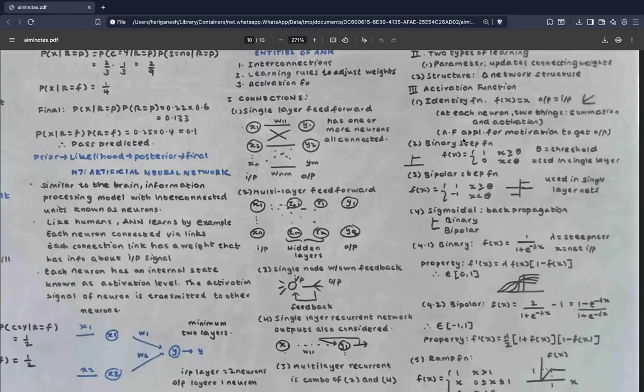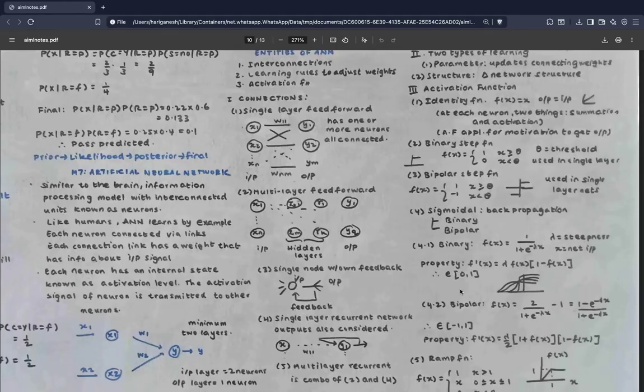The fourth and most important one, arguably, is the sigmoidal function. This is the one used in back propagation and forward propagation and whatnot. There are two types of this. The first is binary sigmoidal, which is f of x equals 1 by 1 plus e power minus lambda x. So you can ignore lambda for now, but what you need to focus on is the x here, which is the net input. So for now, you can just remember this as 1 by 1 plus e power minus x.